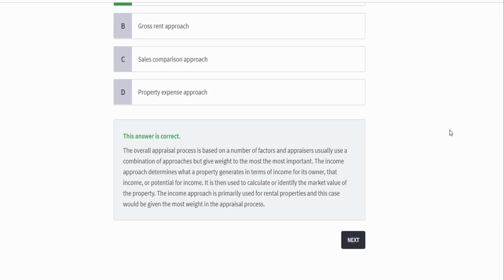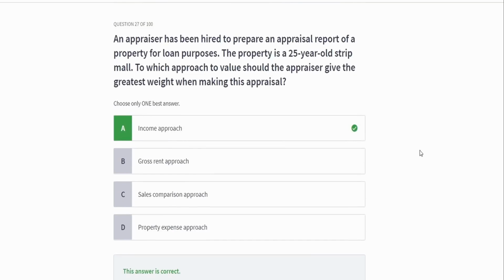The income approach is primarily used for rental properties, and in this case would be given the most weight in the appraisal process. And again, that makes sense, right? Because let's take a look at our question. It says, an appraiser has been hired to prepare an appraisal report for a 25-year-old strip mall.